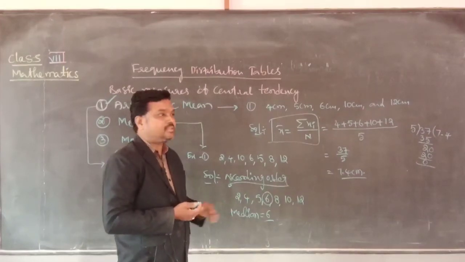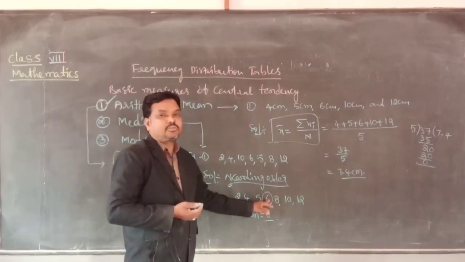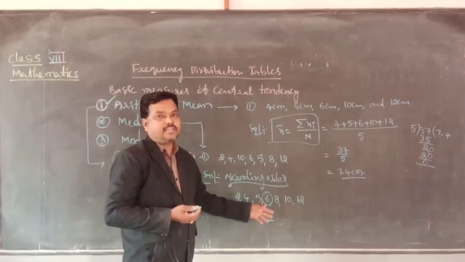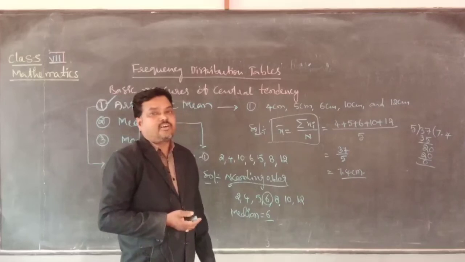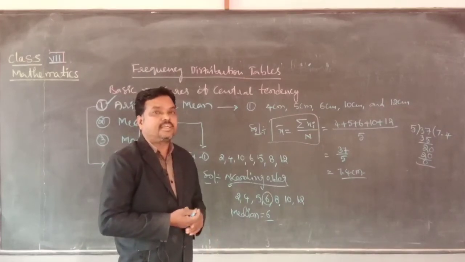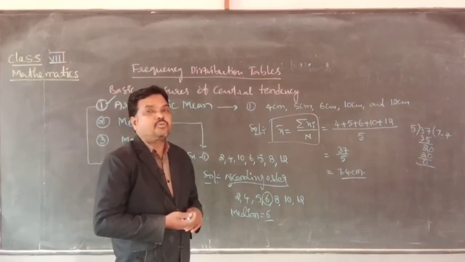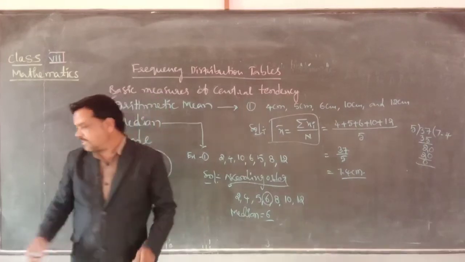Here the number of observations is 7, which is an odd number. We just take the most middle value as the median. In case the observations are even in number, we have to take the arithmetic mean of the 2 middle values. Now I will check it.